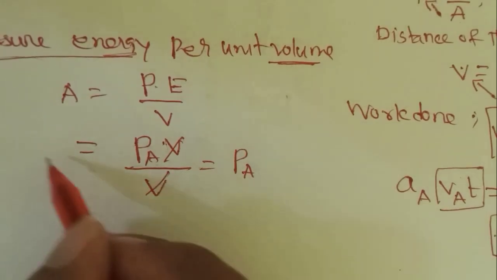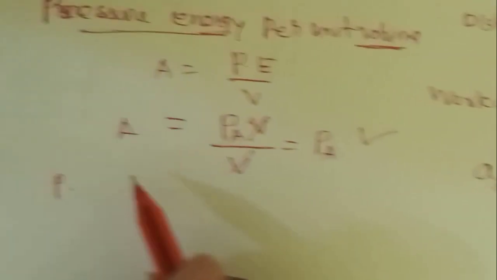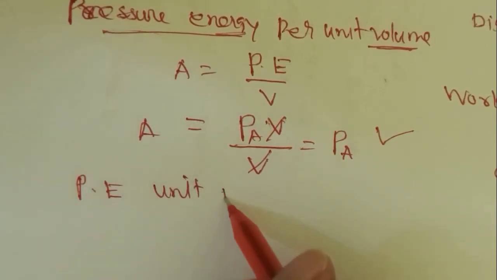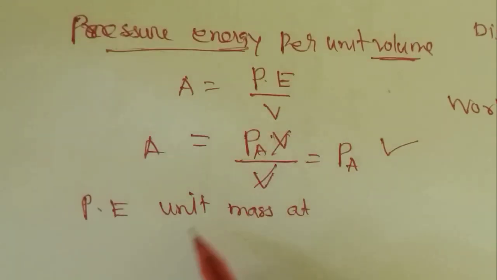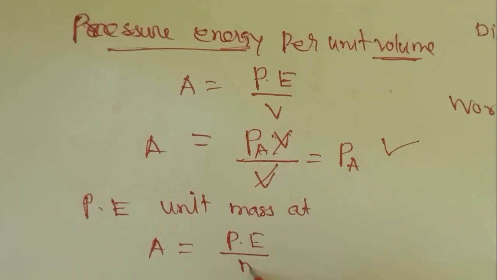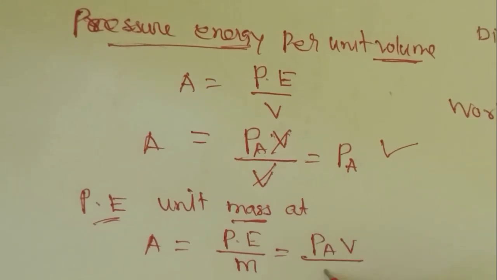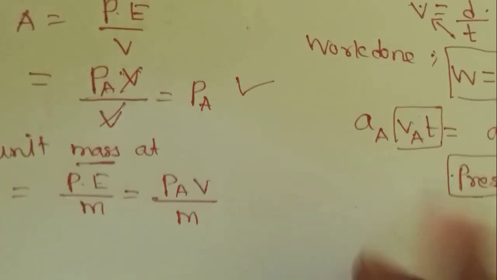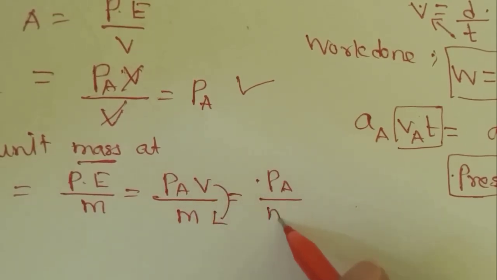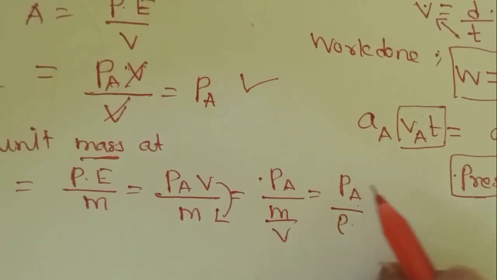So A equal to PA, you will be finding. Next, the pressure energy per unit mass. Pressure energy is the same formula: pressure energy by mass. Pressure energy is PAV, then divided by mass, which is M. So you write PA, then the V comes in below, so M by V, and M by V is nothing but rho. So PA divided by rho, the density of the liquid.